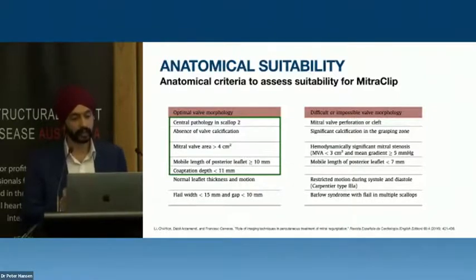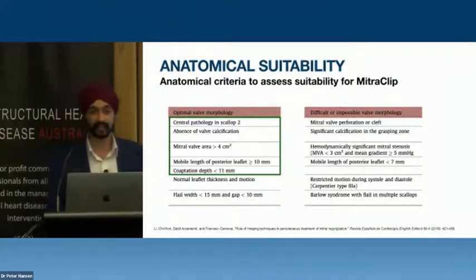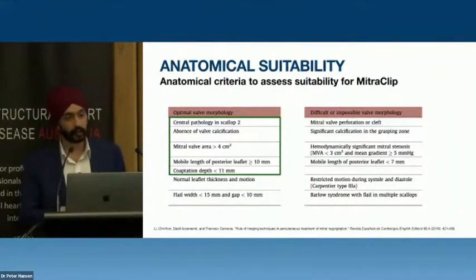Having a relatively sizable posterior leaflet, and especially the mobile length of that posterior leaflet, you need at least 7 millimeters, but ideally 10 or more. And the coaptation depth being less than 11 millimeters. So that's the ideal or optimal valve to consider transcatheter edge-to-edge repair.